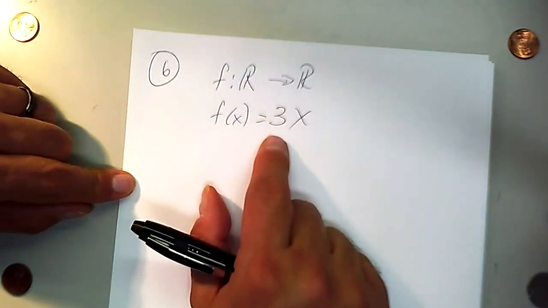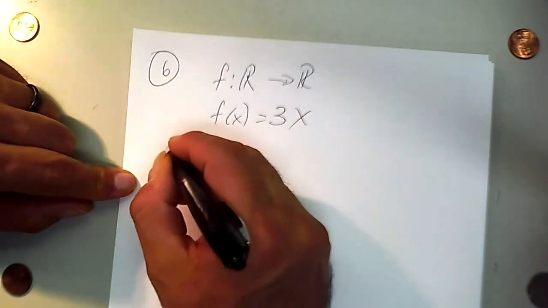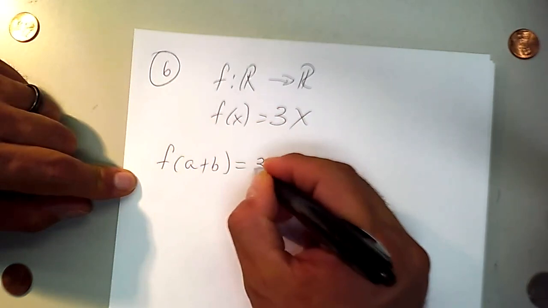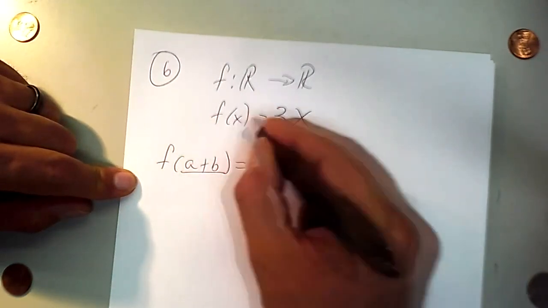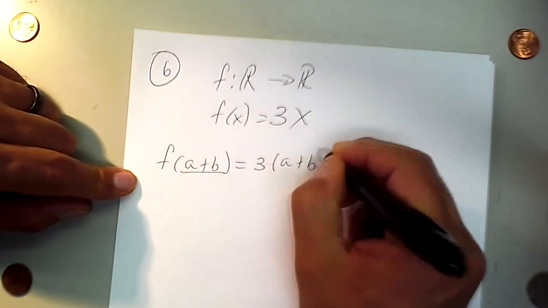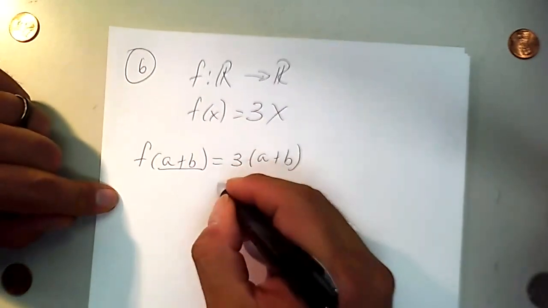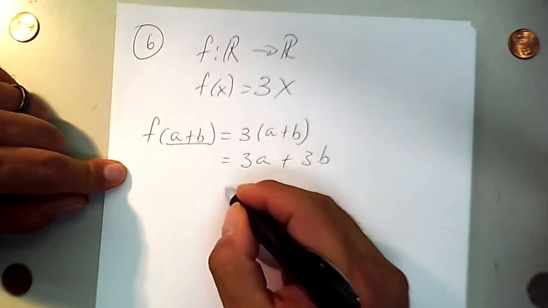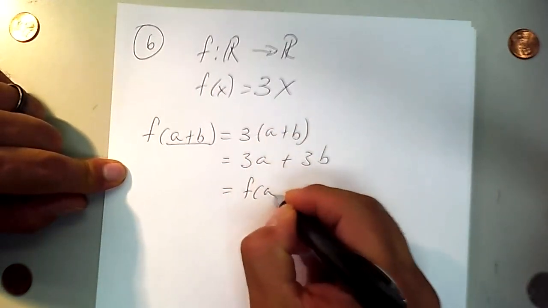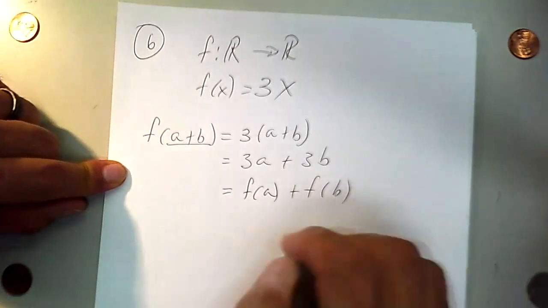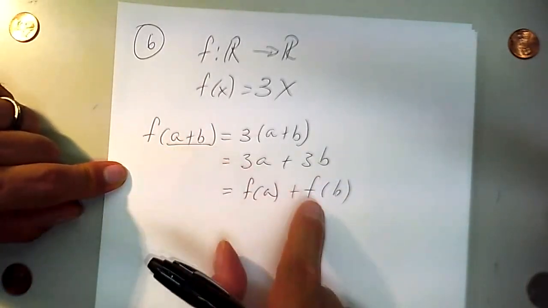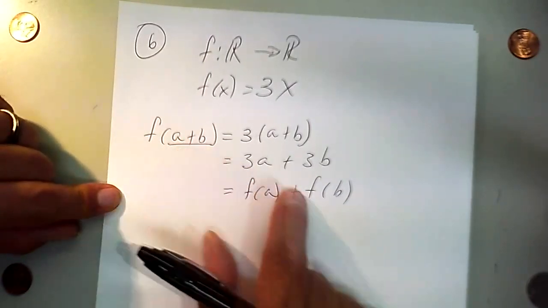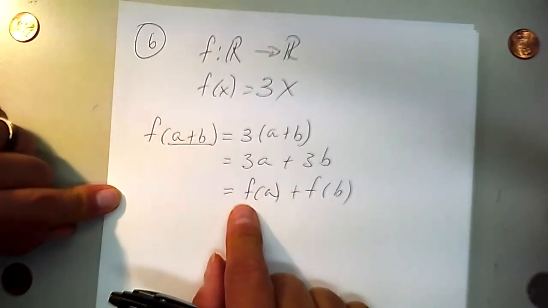Then we're good. Why? If you have f of a plus b, well, that is 3 times the input, because that's what the formula calls for, a plus b. But then the real numbers allow us to distribute. So this is 3a plus 3b. But that is really f of a plus f of b. So whether you add in the input or in the output, we're good. That's what we mean when we say that the addition is preserved under the function.